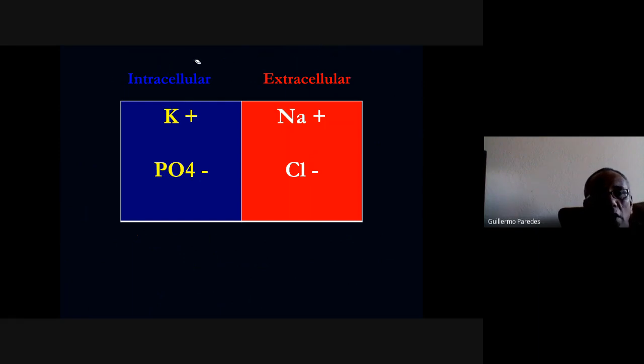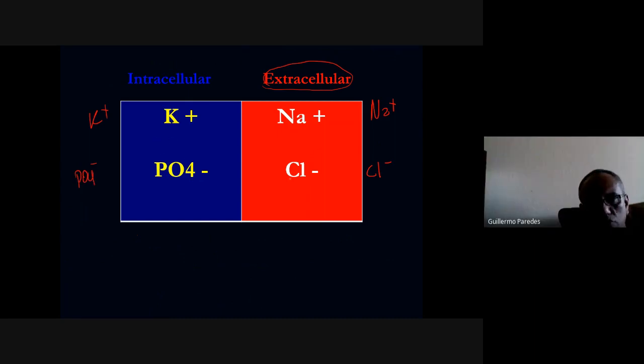All right. So now, here we have the most important cation in the extracellular, outside of the cell, which is sodium. What is the most important cation in the extracellular? The sodium. What is the most important anion in the extracellular? The chloride. Okay? What is the most important cation in the intracellular? Potassium. What is the most important intracellular anion? The phosphate. You okay with that?